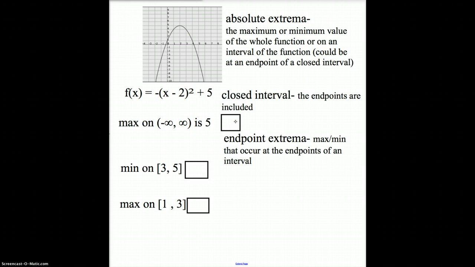Maximums are y values. But if I ask you where the maximum occurs, then you would say x equals 2, or at 2, 5. But if I ask you what the maximum is, you have to give me the y value. All right, what if I want the minimum between 3 and 5, and these brackets mean we're including 3 and 5?